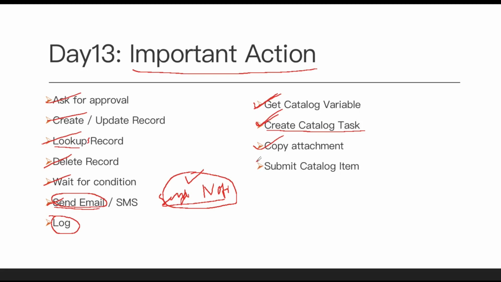Next, this one we have not implemented, called Submit Catalog Item. With the help of this action, we can submit a catalog item from the flow itself. Based on certain conditions, we can put that in, and based on that, it can submit a catalog item directly from the flow.